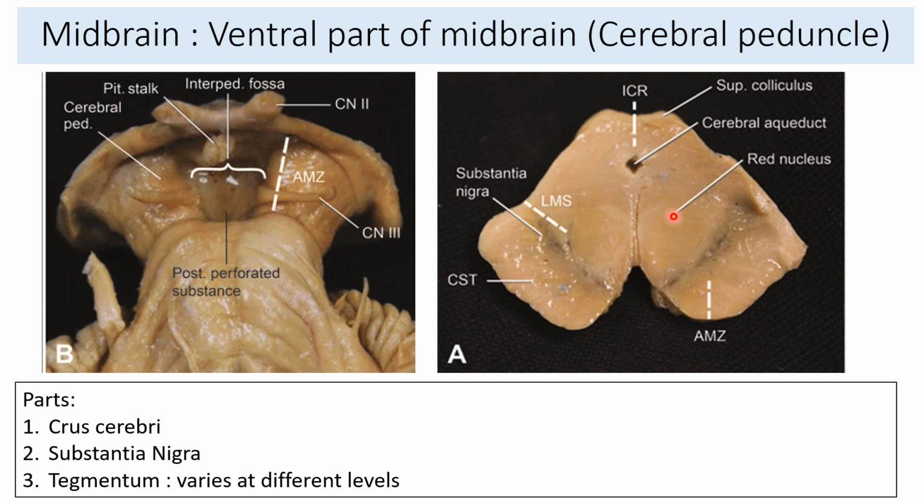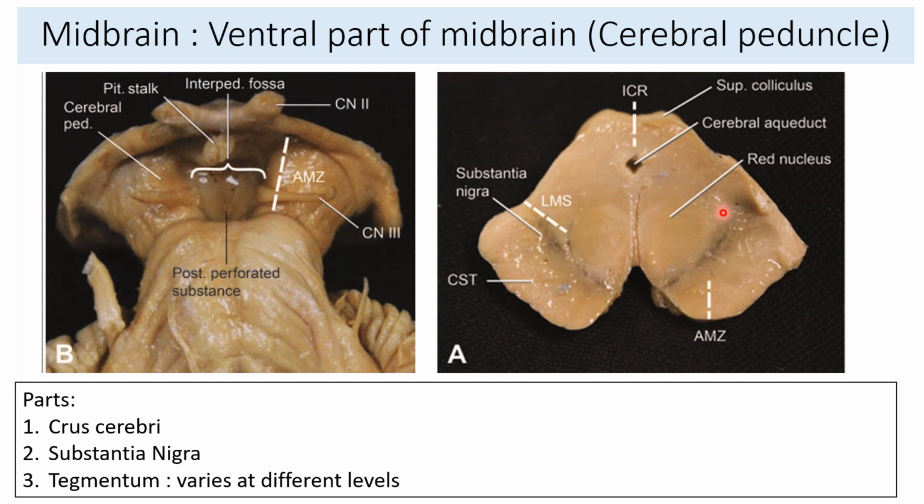In the ventral part of the midbrain, or the cerebral peduncle, there are three portions. First is the crus cerebri, the frontmost or anterior most part of the cerebral peduncle. Behind it, you can see certain pigmented areas. This is the substantia nigra. And then posterior to it is the area of the tegmentum. The constituents of the crus cerebri, substantia nigra and tegmentum are going to be constant at both levels, the superior colliculus level and the inferior colliculus level of the midbrain.